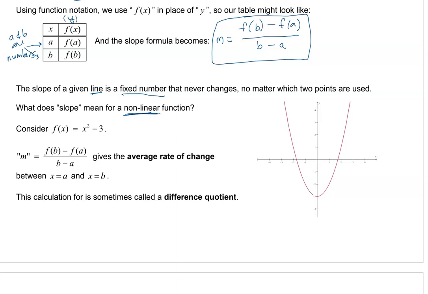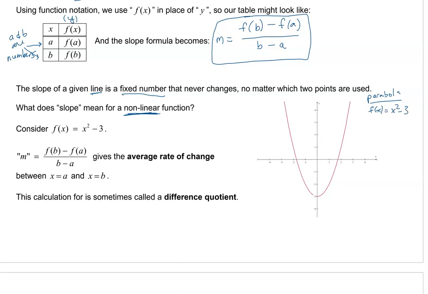This example at right is a parabola, some sort of x squared function. All right, it goes down and then it turns around and comes back up. Definitely not a straight line. So consider f of x equals x squared minus 3. That is this particular graph. f of x equals x squared minus 3.